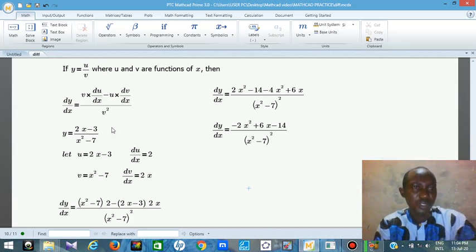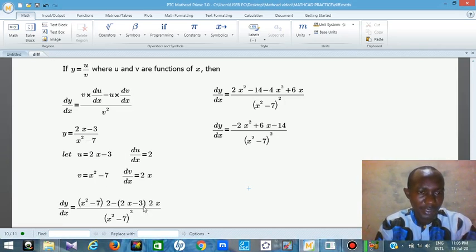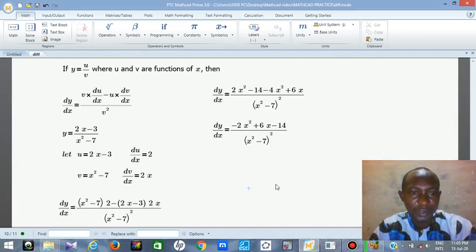Then substitute into the formula v, which is this, times du/dx. So you open bracket, 2 times x squared minus 2 times 7. So that's how we got this. Then u times dv/dx. So u is 2x minus 3, you see it here, times dv/dx. Then you open bracket, 2 times 2, you have your 4x squared. The minus is there. The minus and minus is plus. 2 times 3, which is plus 6x. So that is all divided by the denominator, which is v squared. So this is the answer to this question.